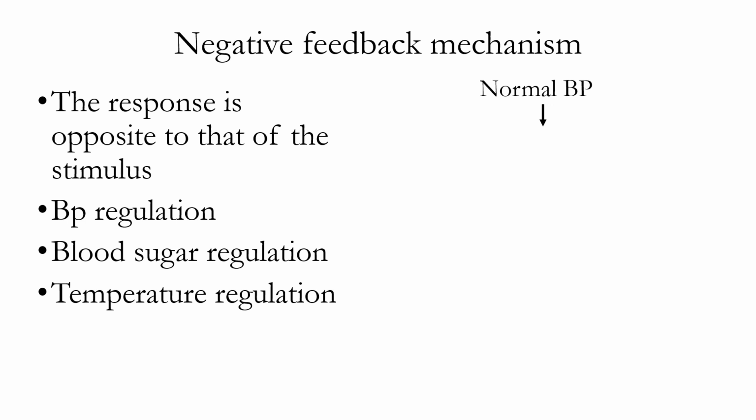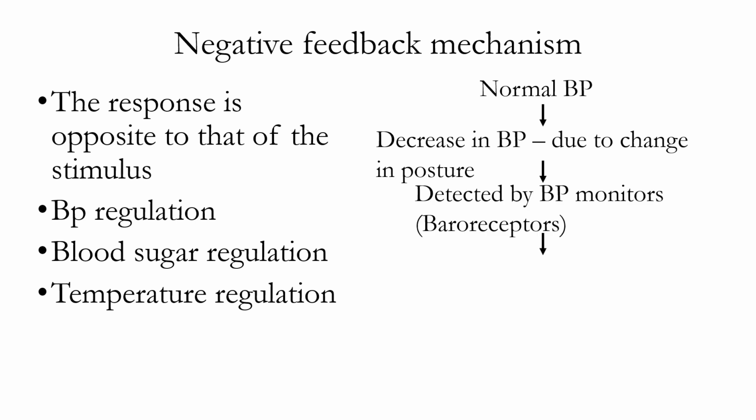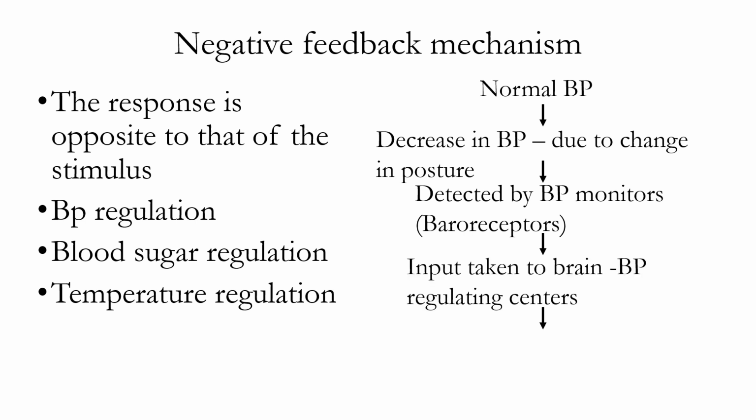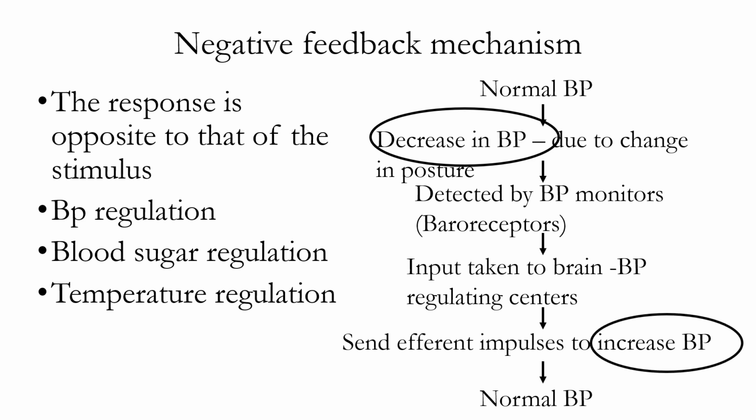So there is normal BP, then there is a disturbance in the form of a change in posture. This decreases blood pressure. This is sensed by the BP monitors, for example like baroreceptors, which is taken to the brain, particularly the BP regulating centers, which then respond by activating certain responses which finally increase the BP back to normal. Now the stimulus here was decrease in blood pressure, whereas the response is increase in blood pressure. The response is opposite to that of the stimulus.